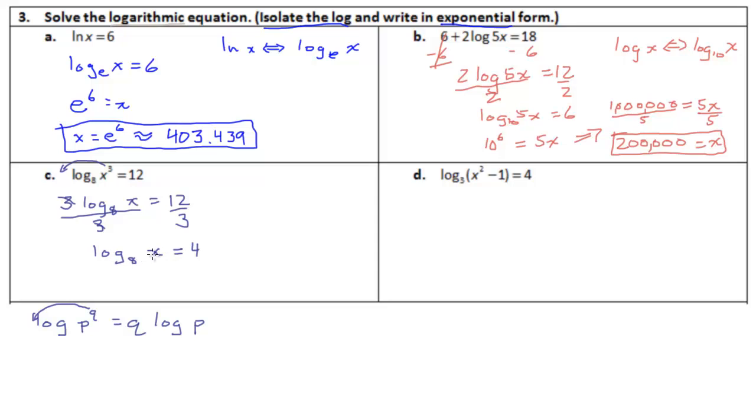And now we have this totally isolated, and we can rewrite now in exponential form. 8 to the 4 is equal to x. And we could leave it in this form, or we could evaluate 8 to the 4th power, and that's 4,096.